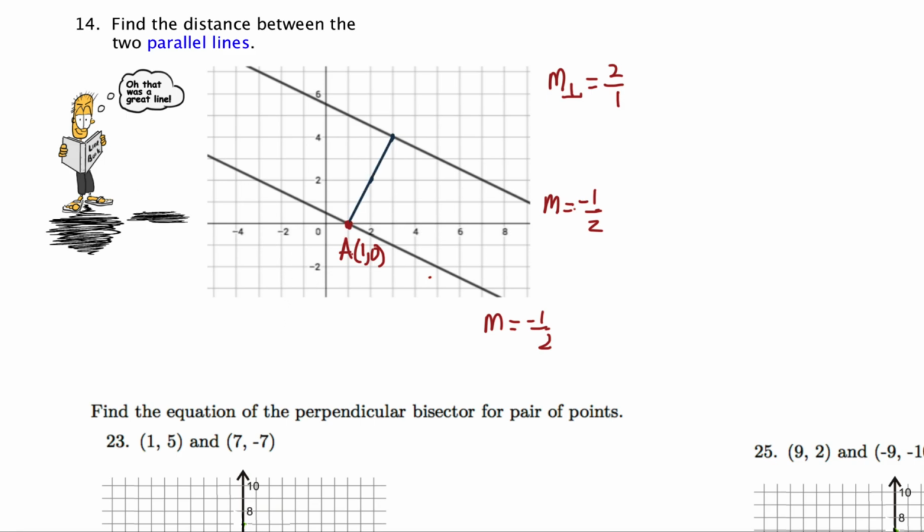And I can use that. I could find that distance right there. This distance here is what I'm looking for. Let's label this point B, and this is 3, 4. Again, we can call this point x1, y1, and this one x2, y2, and then we can find the distance using the distance formula. You guys got that? So I've set that one up, and now you can knock it down.